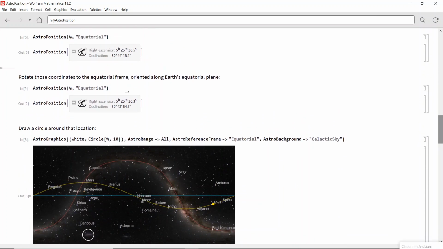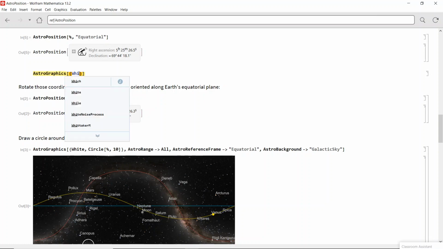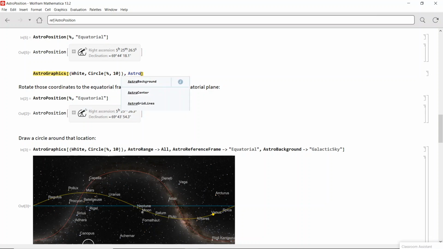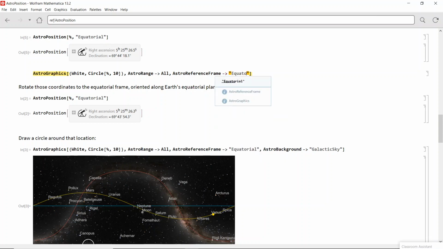Draw a circle around that location. Astrographics, white, circle, percent, 10. Astro range, all. Astro reference frame, equatorial. Astro background, galactic sky.